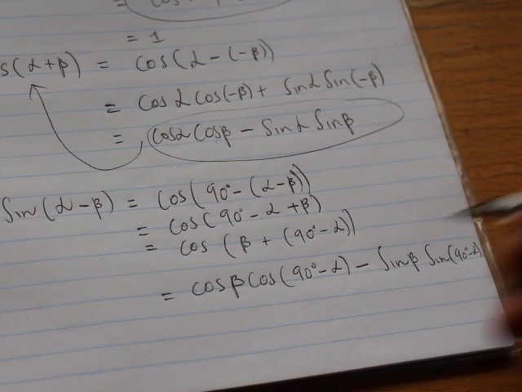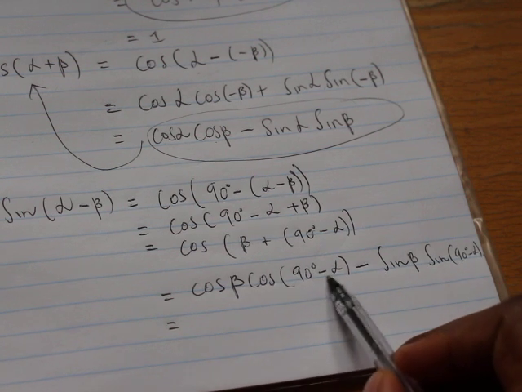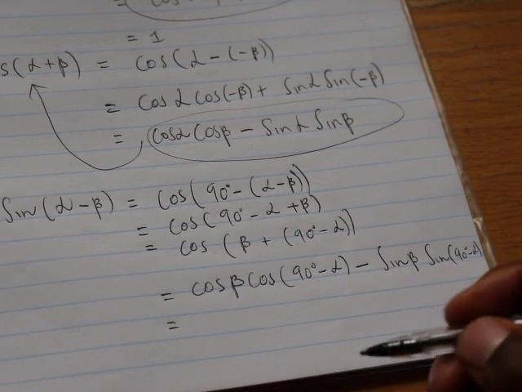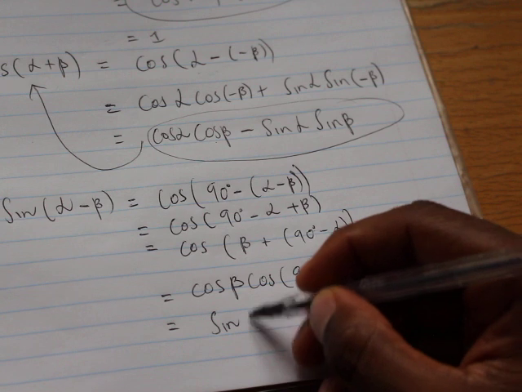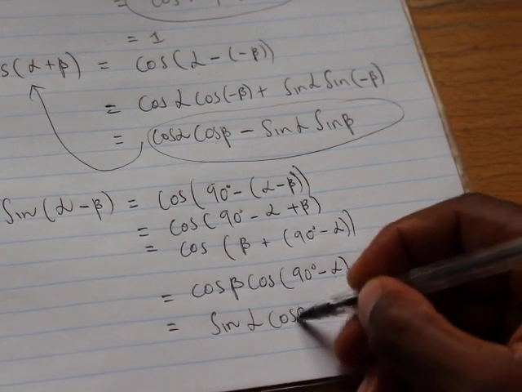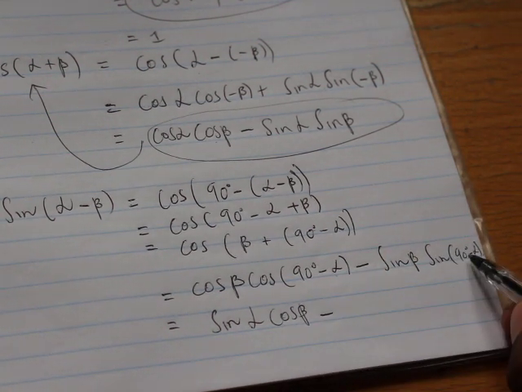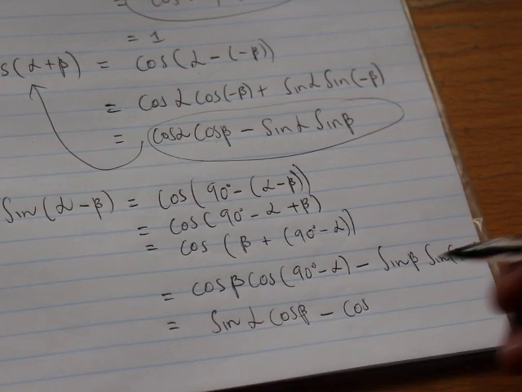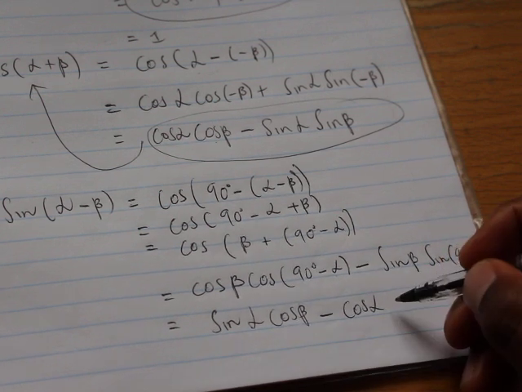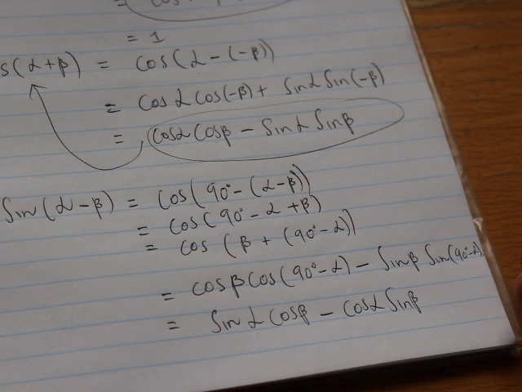We're almost there, ladies and gentlemen. So now the cosine of 90 degrees minus alpha, what's that? That's going to be the sine of alpha, and cosine of beta is just this cosine over there. And then minus, I'm just rearranging everything, the sine of 90 degrees minus alpha is going to be the cosine of alpha, and then the sine of beta. So we've got the expression for sine alpha minus beta.